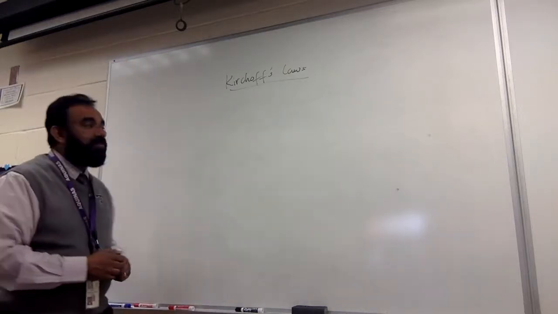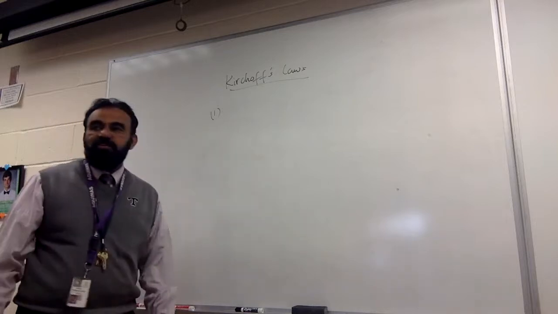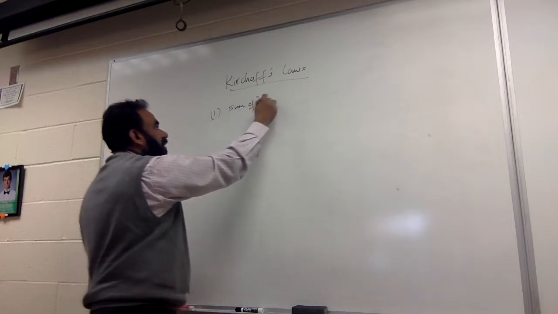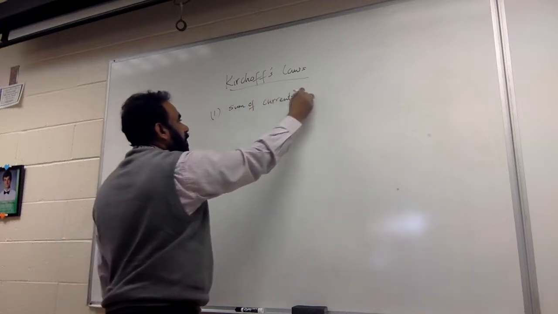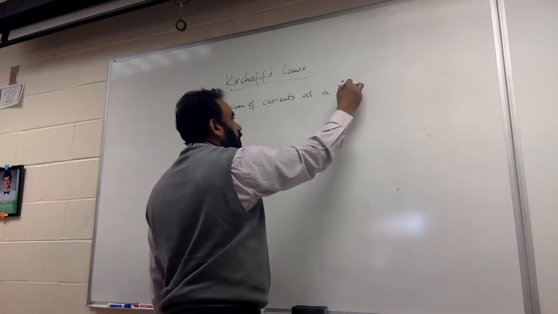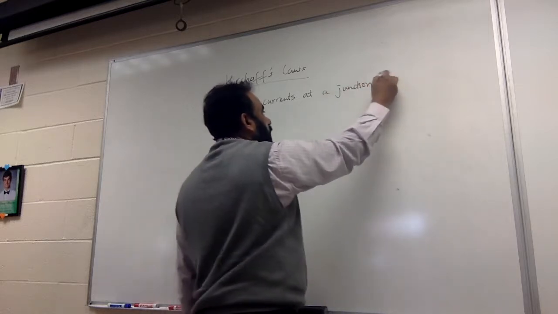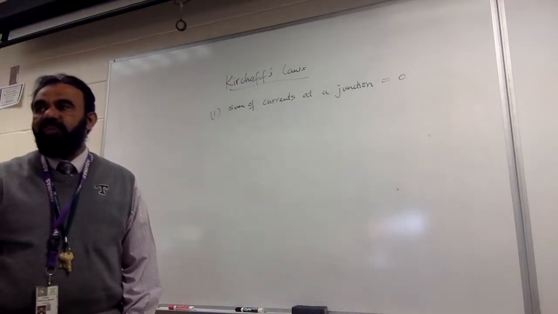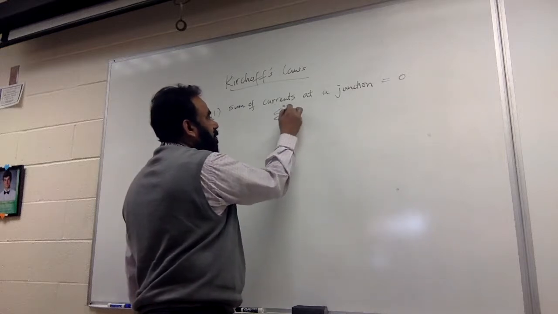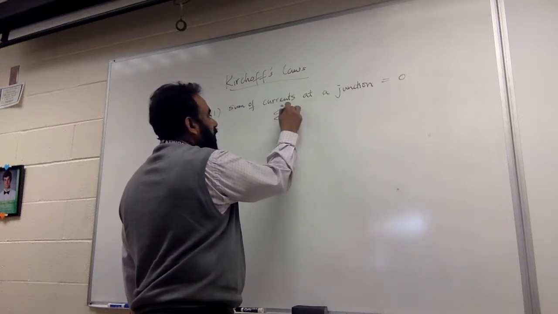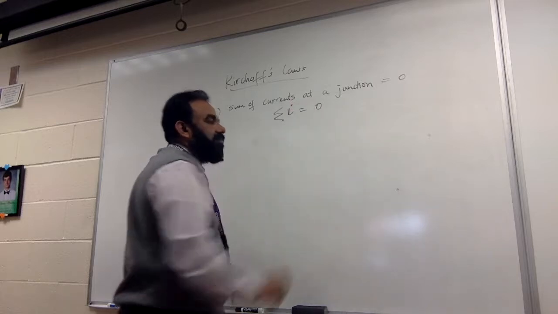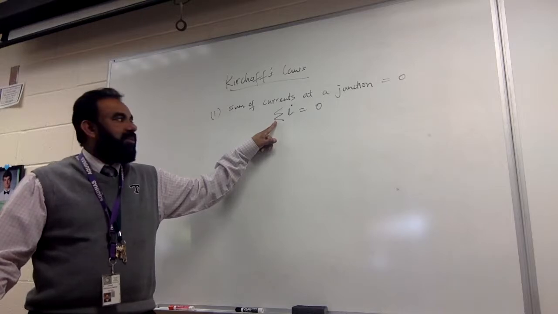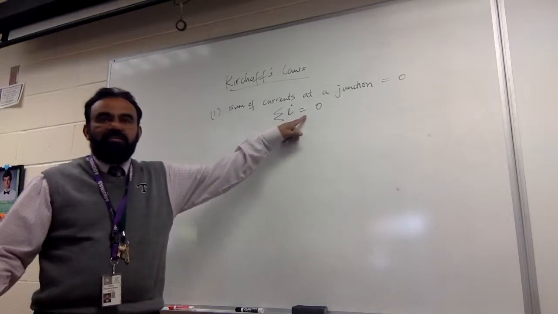There are two laws of Kirchhoff, and they are here. The first law of Kirchhoff says the sum of currents at a junction is equal to 0. The sum of all the currents at a junction should be equal to 0. Symbolically, it is represented as the sum of all the currents is equal to 0. This is a summation sign. Sum of all the currents at a junction is equal to 0.